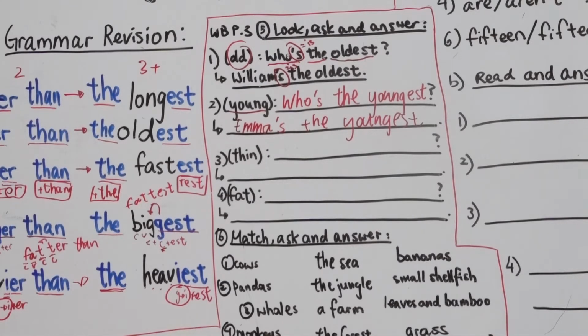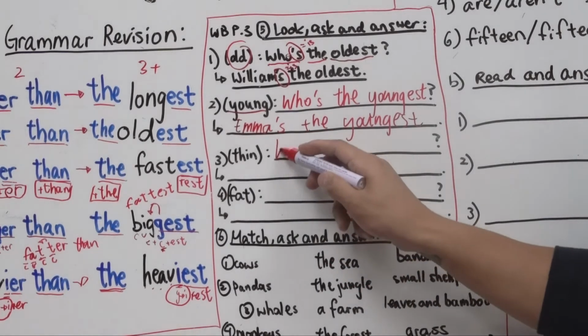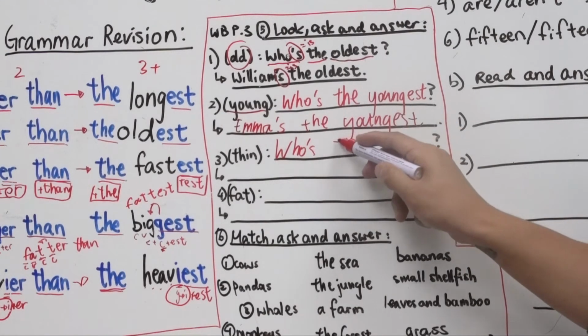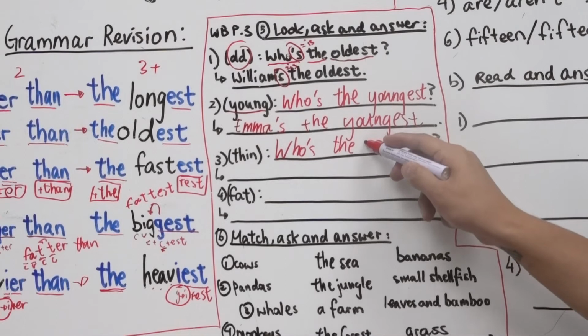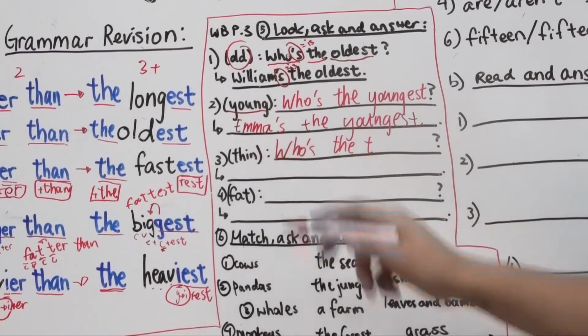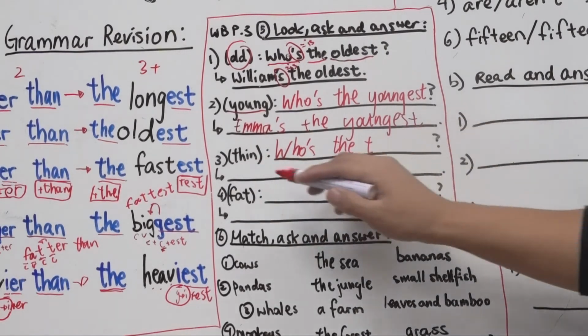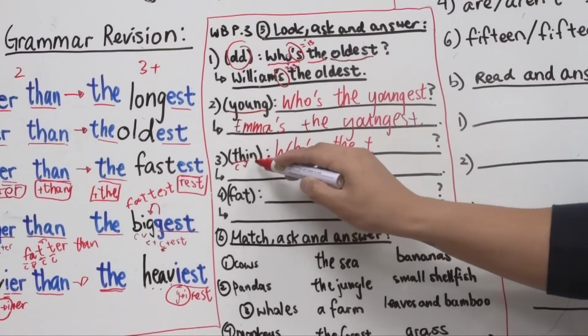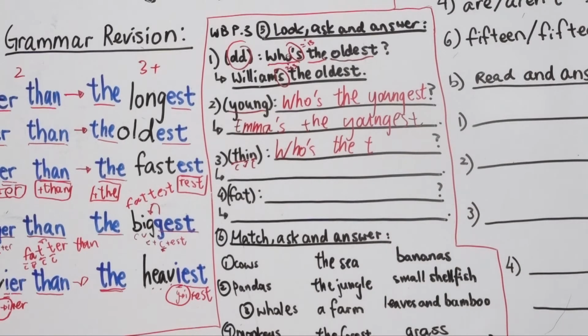Alright, what about question number 3? We use the word thin. Again, just copy the start of the question. Whose? And then we always need the, right? Who's the? The word is thin. How do we spell thin? T-H is one C. I is a V and N is a C. So it's CVC. That means we need to add another C, right?